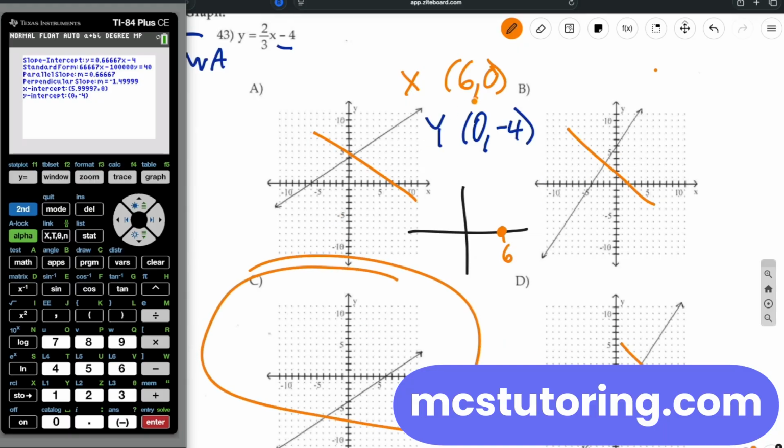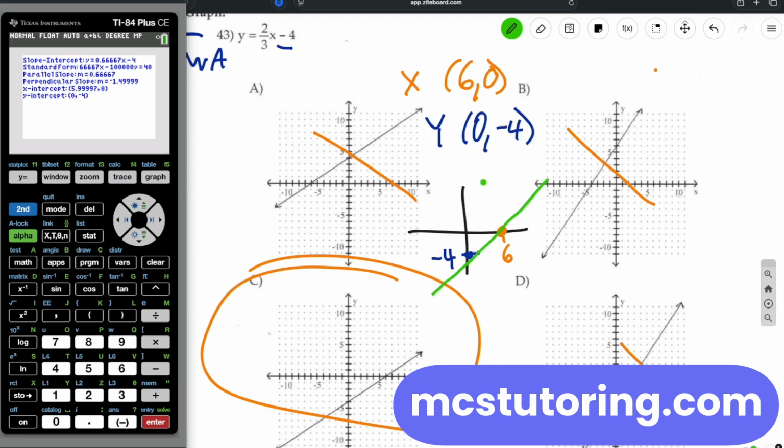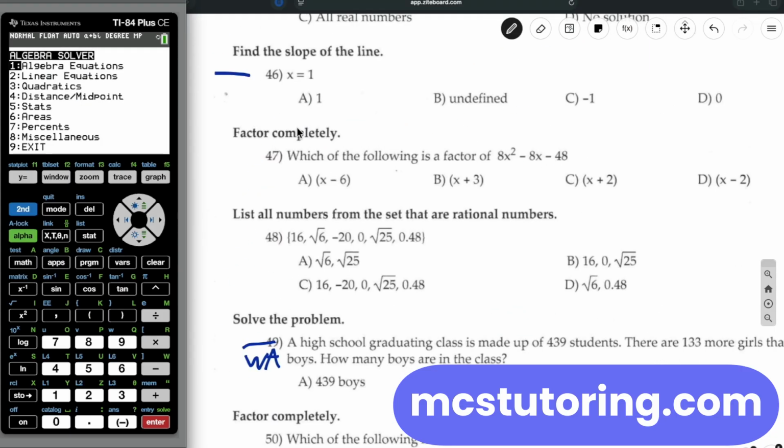Oh my gosh, I don't have to do any more work. But if I wanted to do my due diligence, 0, -4, that's here on the y-axis, the -4 point. And then we connect these dots. I'll do it with a green line like that. So that's why I know it's C. So that's cool. Okay, so this technically is going to be a workaround. We're going to deal with it. It's going to be this x equals 1. If we wrote it in standard form, really it's like 1x plus 0y equals 1.